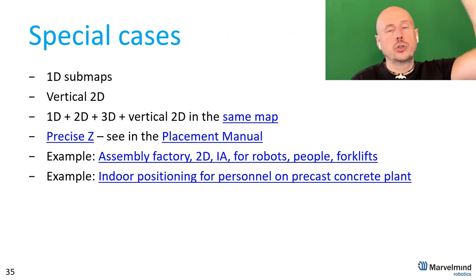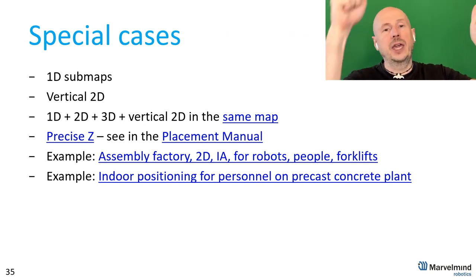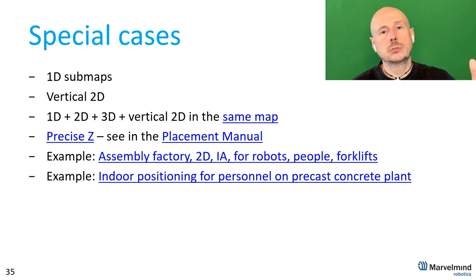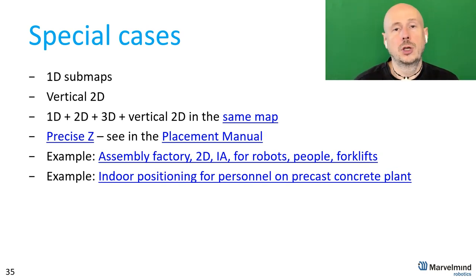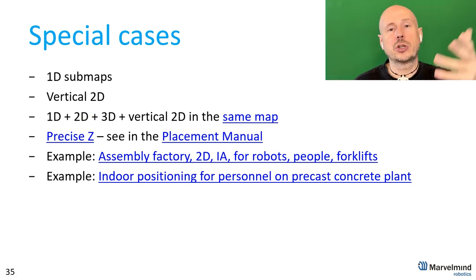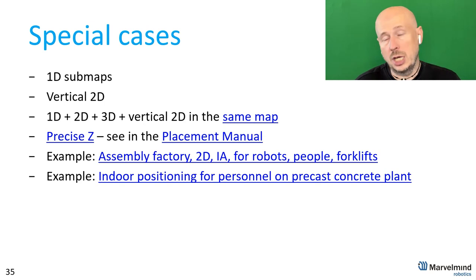Same, for example, if you want to draw this paint on your huge wall. So you have 2D, but this 2D is vertical. So this is vertical 2D. It's not complex, so you can build it, but a special case. There's even a video where we are showing how to combine 1D, 2D, 3D, and vertical 2D in the same submap. Is it possible? Yes, it's possible.